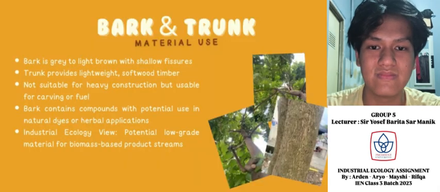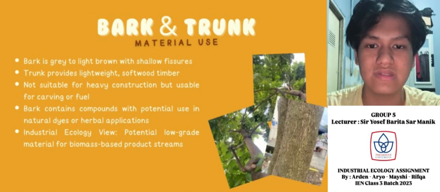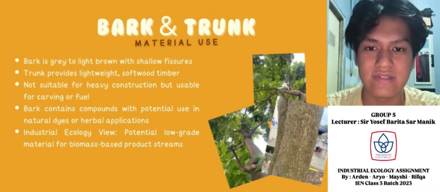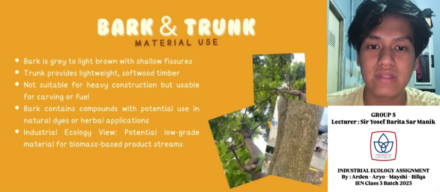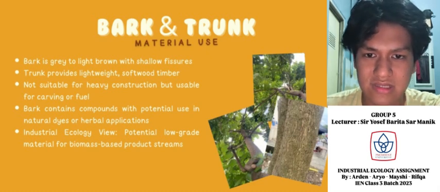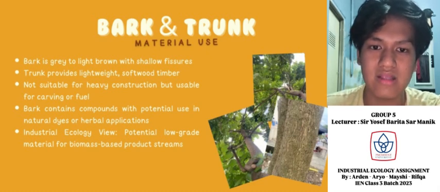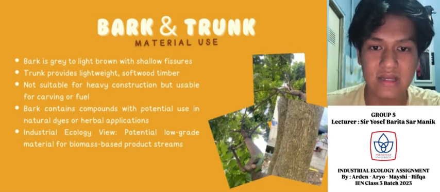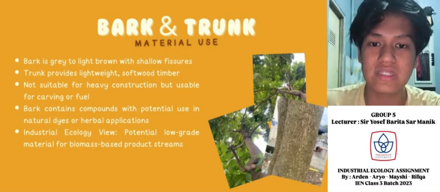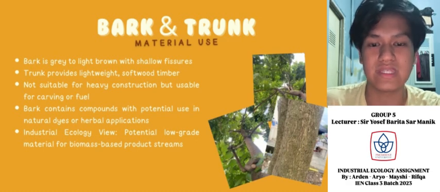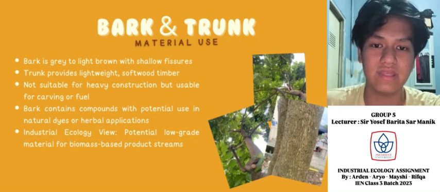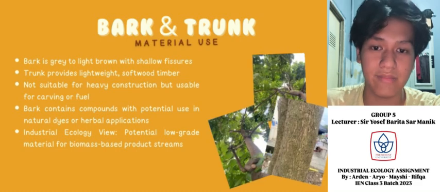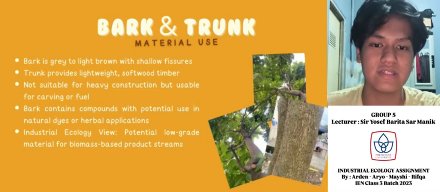And the next is bark and trunk material use. The bark is gray to light brown with shallow fissures. The trunk provides lightweight softwood timber, not suited for heavy construction but usable for crafting or fuel. The bark contains compounds with potential use in natural dyes or herbal applications. The industrial ecology view is that it is a potential low-grade material for biomass-based production streams.